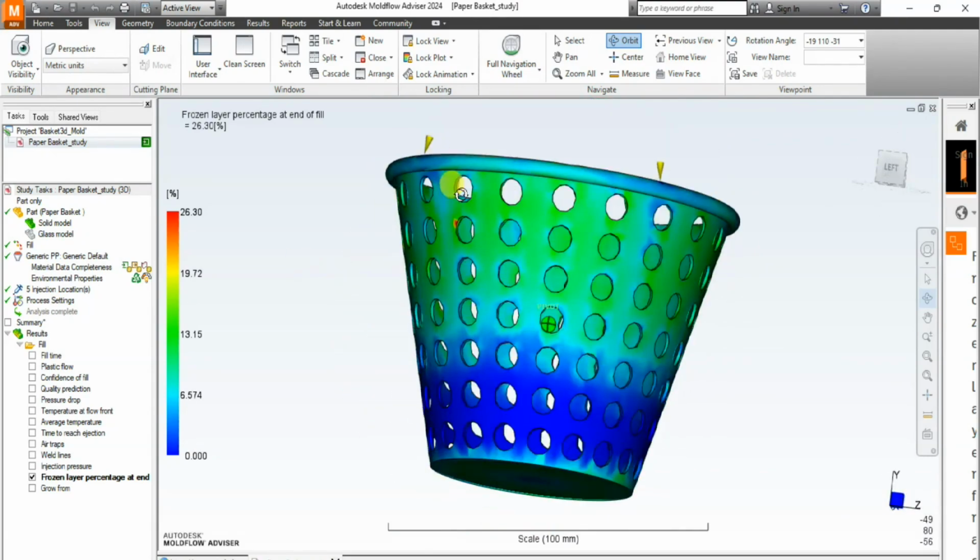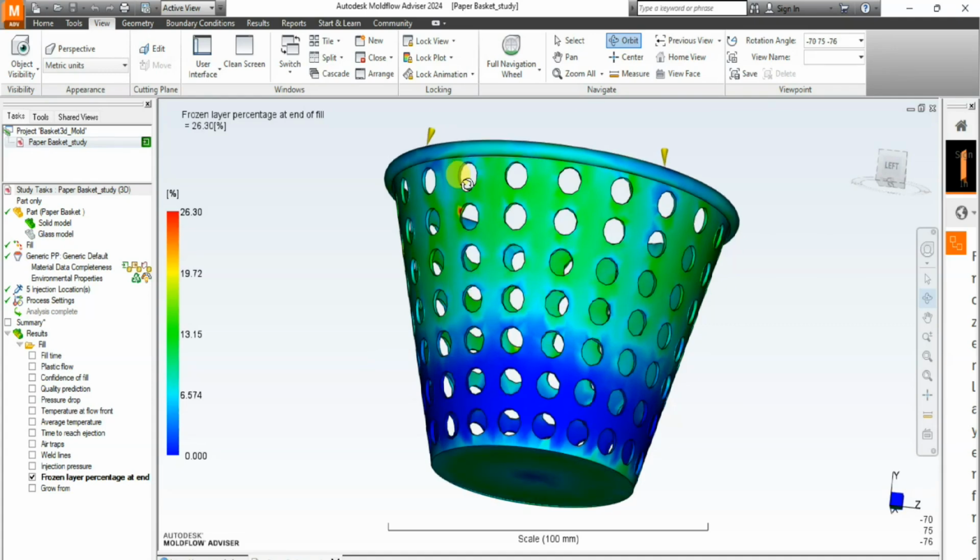Now, let's look at utilizing these results. The frozen layer fraction generally will be very low near the injection location and high at the end of fill. The maximum frozen layer fraction at the end of fill should be less than 0.2 to 0.25.